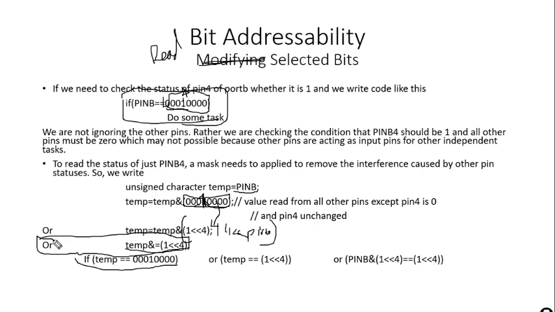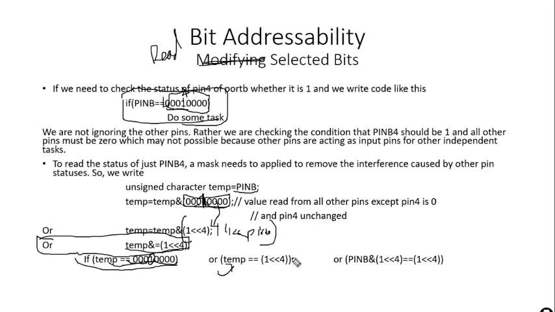So now you can check if temp is equal to 00100. Here you are 100% sure that in temp all these other bits are 0, so you do not need to worry about them. And at the position of bit 4, you check whether it is 1 or 0. Or you can further write it as temp is equal to 1 left shifted 4 times.